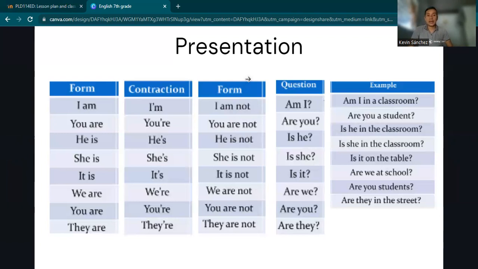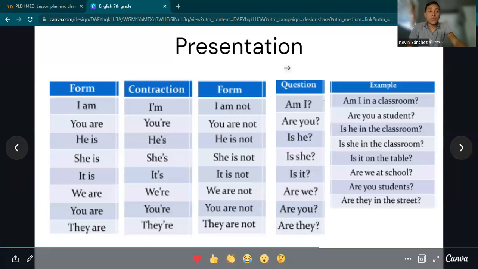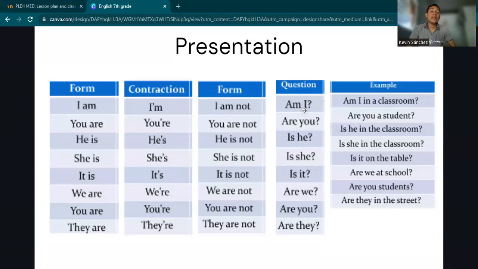Okay, this is for the negative form. Then we have the questions. For the questions, we need to put the auxiliary at the beginning, then we need to put the subject, then we need to put the question mark, okay? Am I? Are you? Is he? Is she? Is it? Are we? Are you? Are they? Okay, if you say I am and then you put the question mark at the end, that is not a question. You need to follow the structure for this.